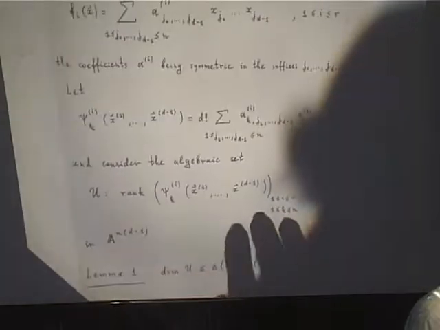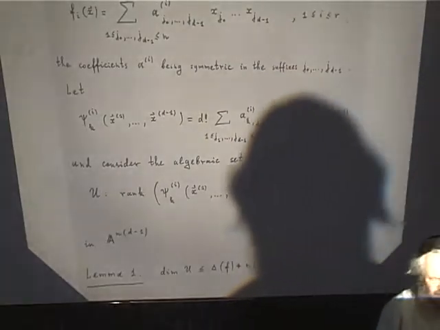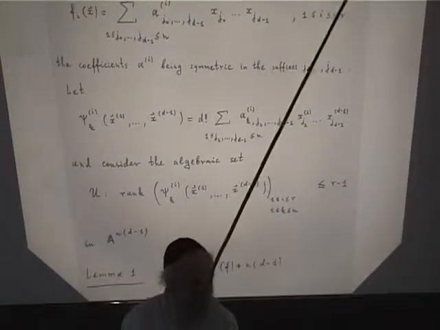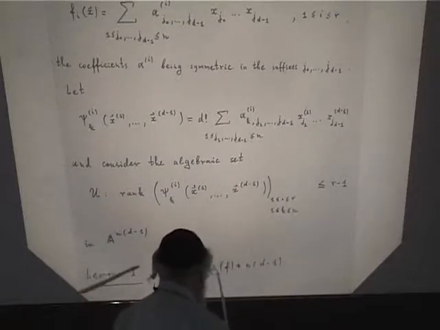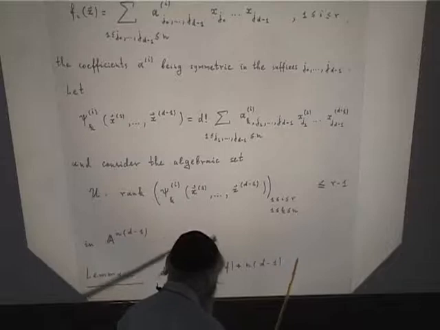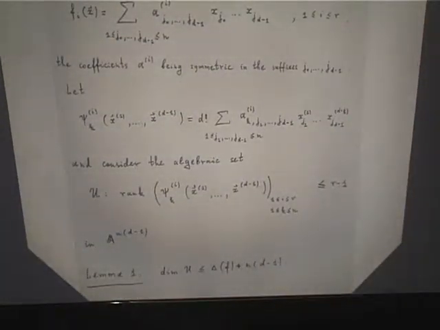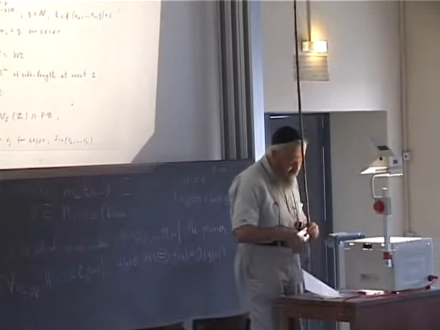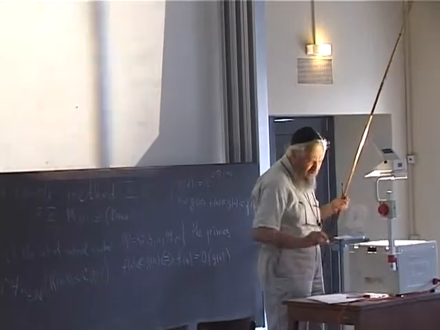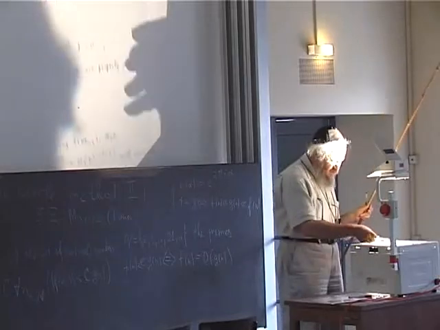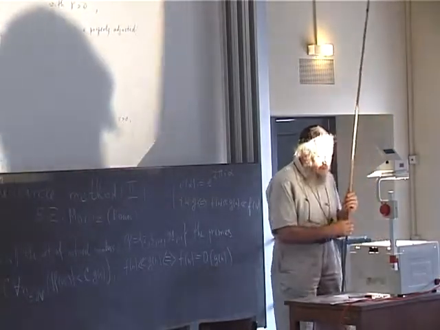And then comes the first lemma: the dimension of this set is not bigger than delta f plus n times d minus 1. And Birch's argument is that he just goes over to complex points, and it's some geometric argument. Now, the geometric lemma is the following. Probably that was the main invention.